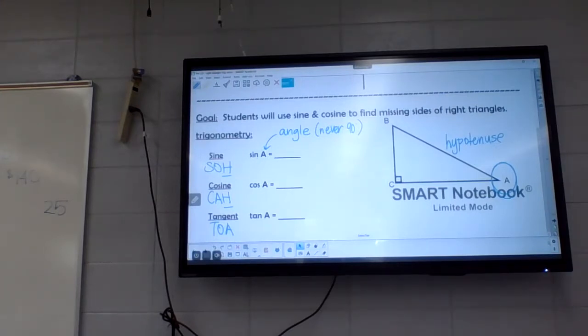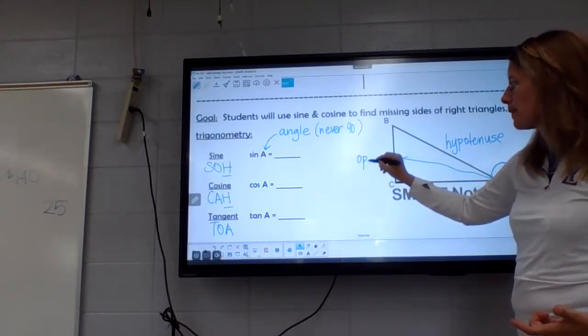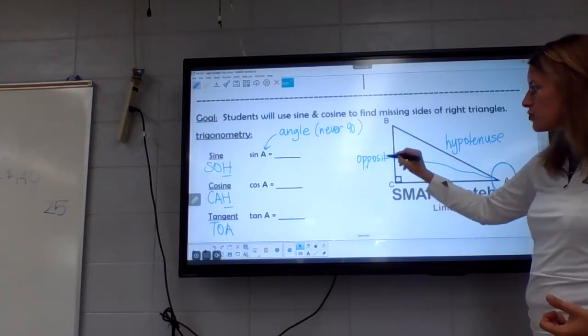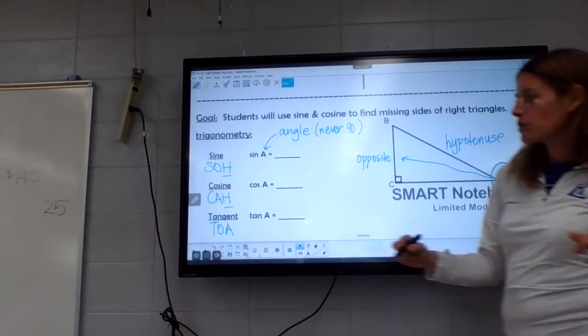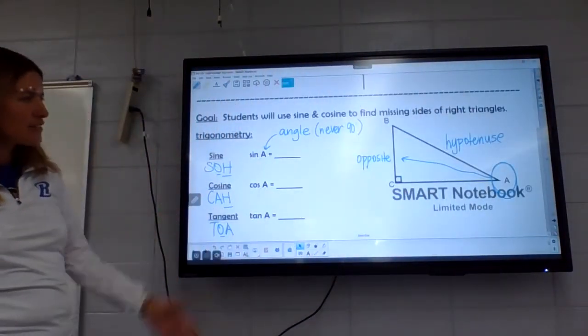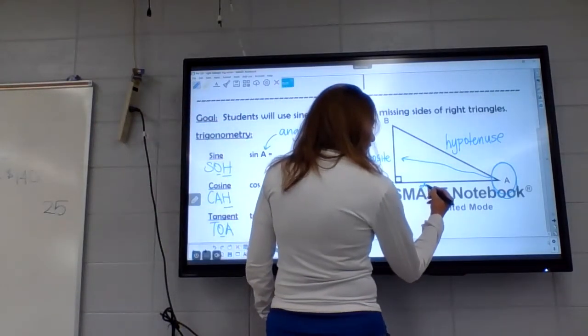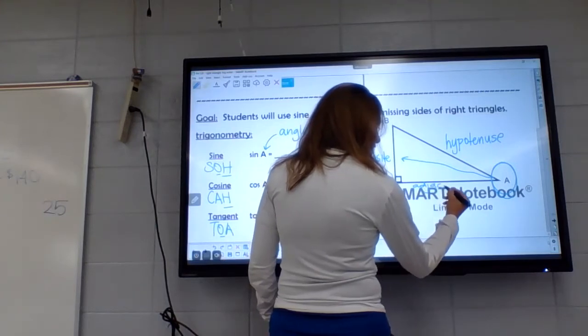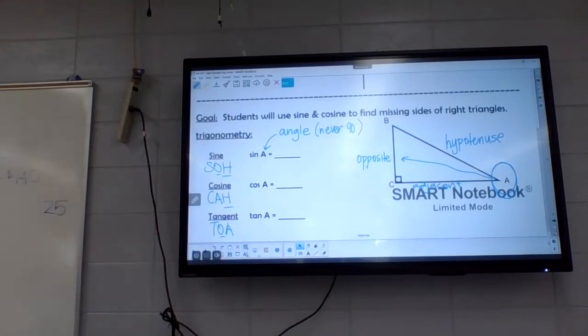So then the other side is actually opposite because it's across the triangle from that angle. So our opposite side, and that's what the O stands for. And then the side that Patrick picked, I told him that basically there's no wrong answer. And this is the adjacent. And the word adjacent means next to. It's basically the side that's not the hypotenuse. So I usually label that one last, but it's fine, whatever.